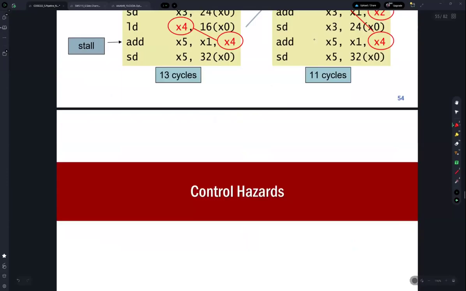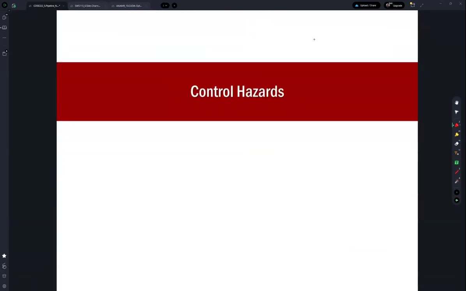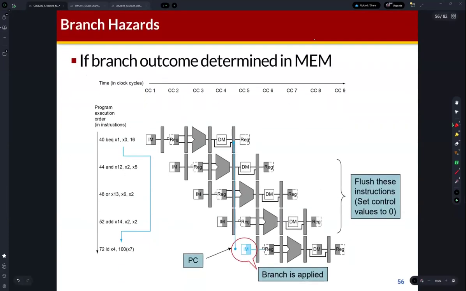Okay, so in the pipeline architecture, we learned how to implement data forwarding and handle data hazards, the load use data hazard, right? And now we need to handle control hazards. Okay, so what are control hazards? If clock cycles are wasted by control instructions like branch instructions, then we can call this a control hazard, right? So this is the example.